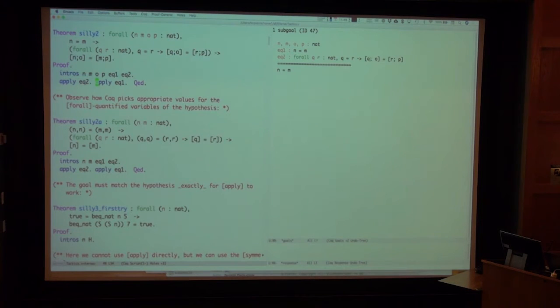EQ2 was a conditional hypothesis, it leaves me with a subgoal. So previously when I said apply, it just finished the proof. Here, because EQ2 has a hypothesis, there's something that, once we apply it, there's something left to prove, and that takes one more step, which is, in this case, just a use of EQ1. Okay?